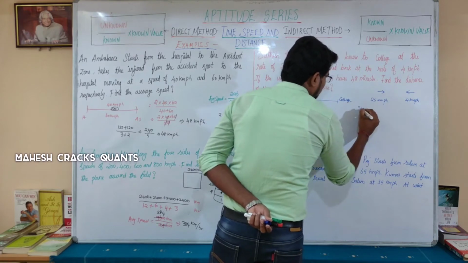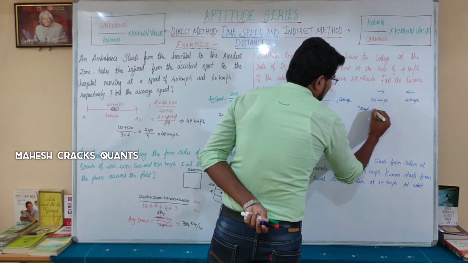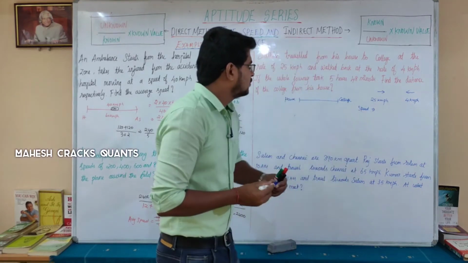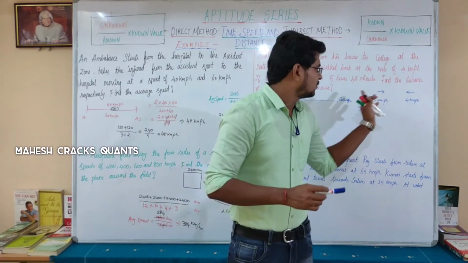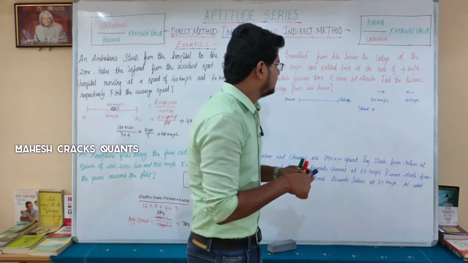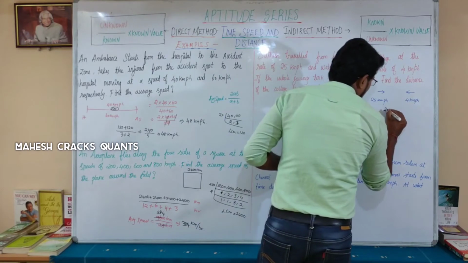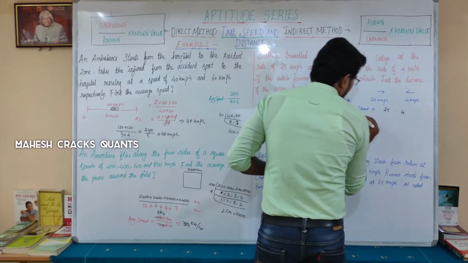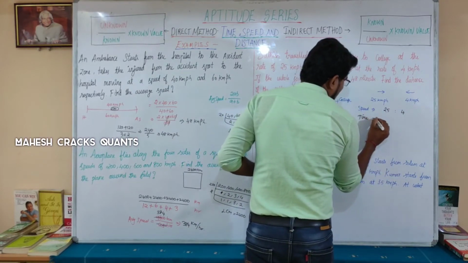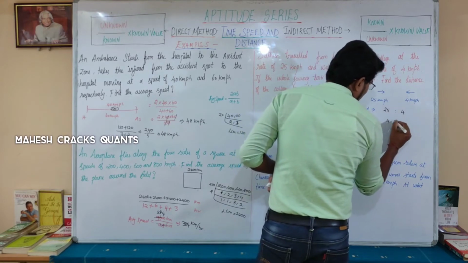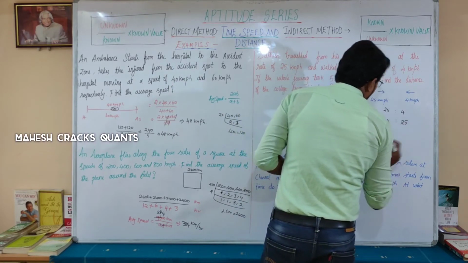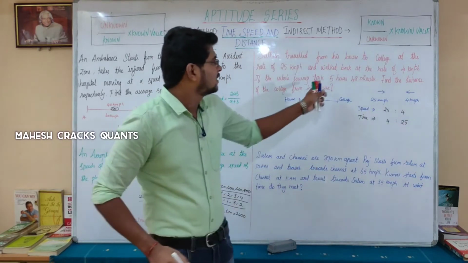What is the speed ratio? Speed ratio is, you cannot cancel anything. Up and down speed ratio is 25:4. What is the time ratio? Time ratio is the inverse of this: 4:25. We have the value of total time taken.